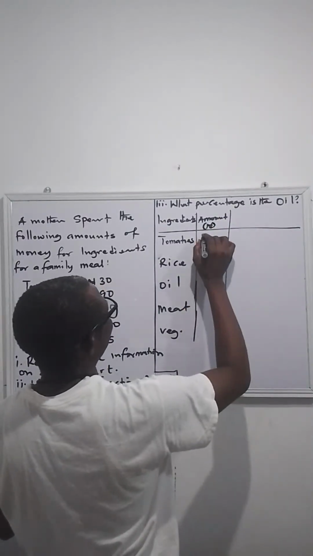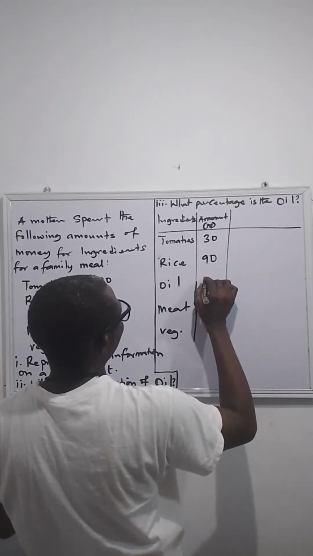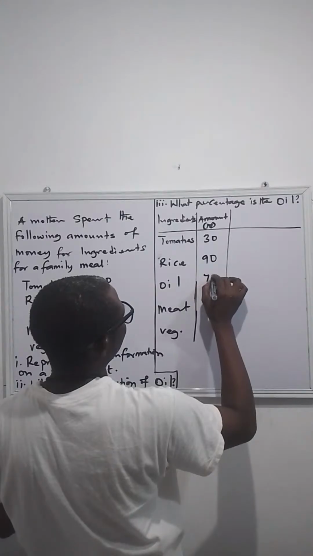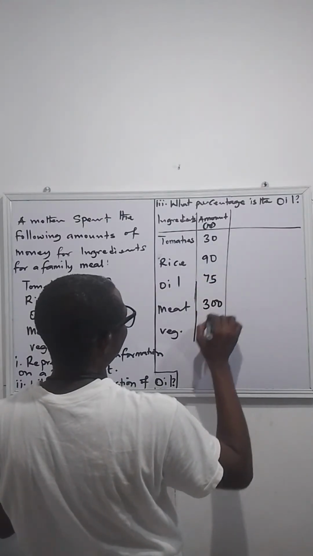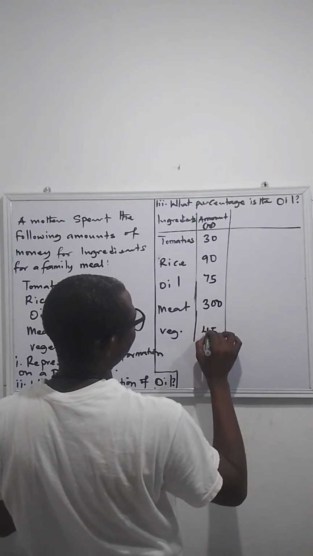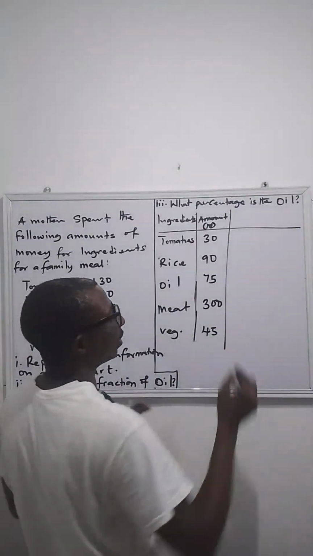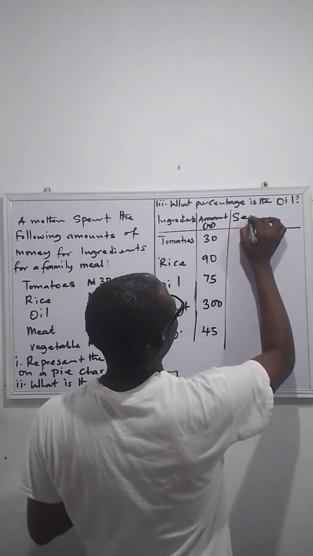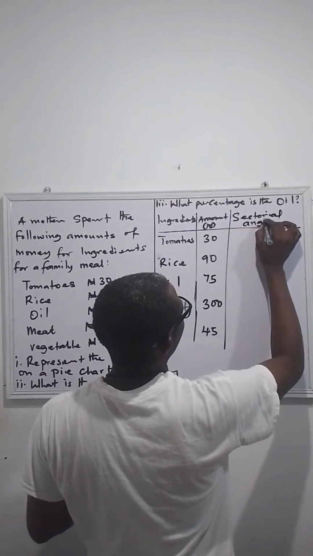So what do we have? We have 30. We have 90. We have 75. We have 300. We have 45. Okay, so now the next thing is to get the sectorial angle.